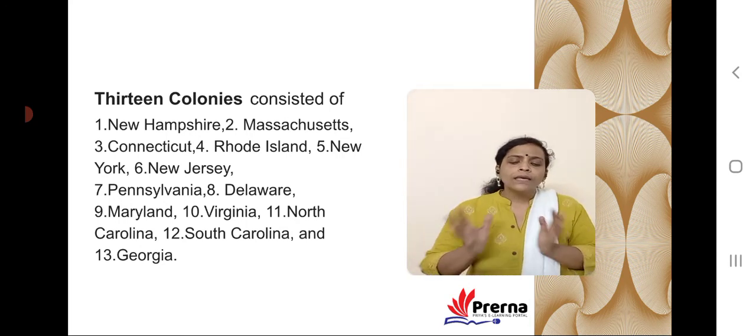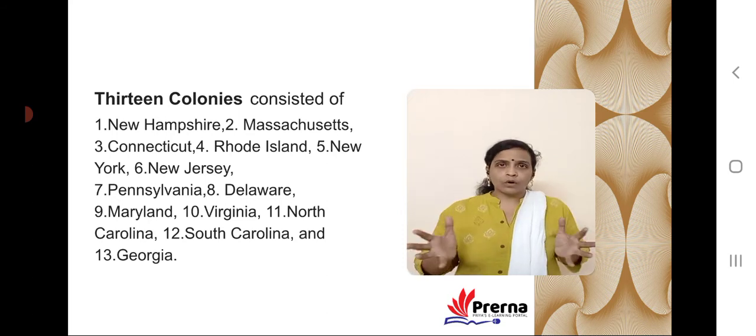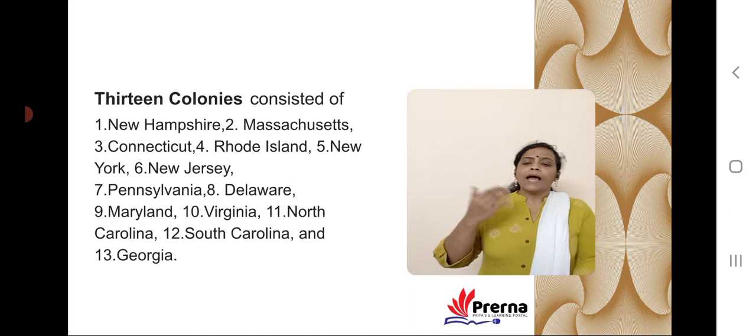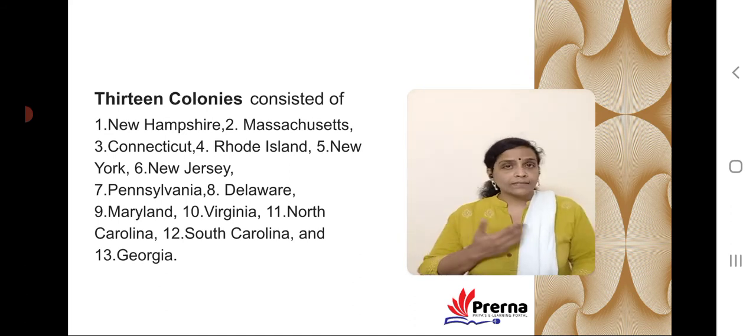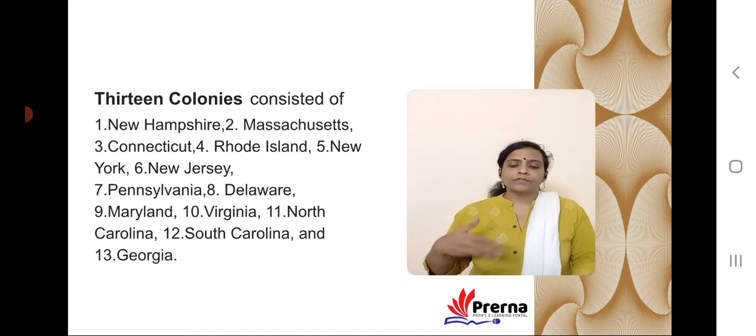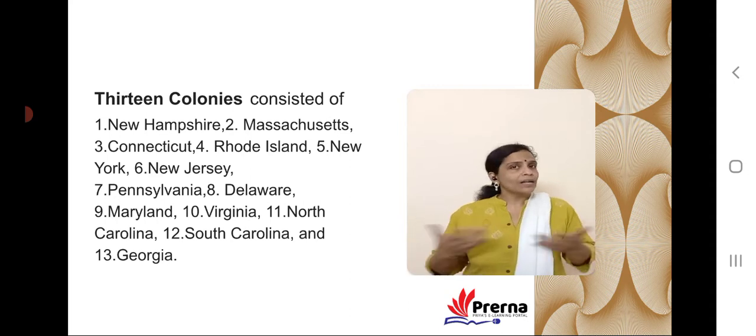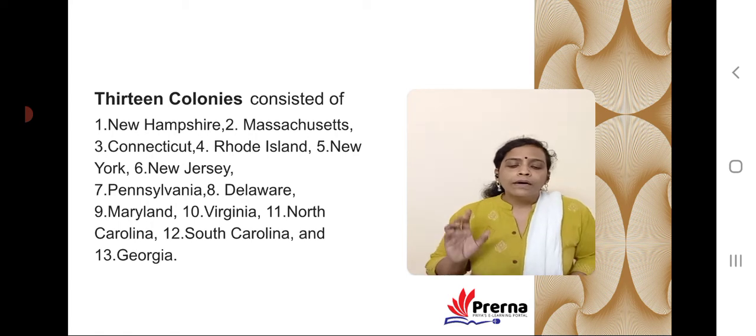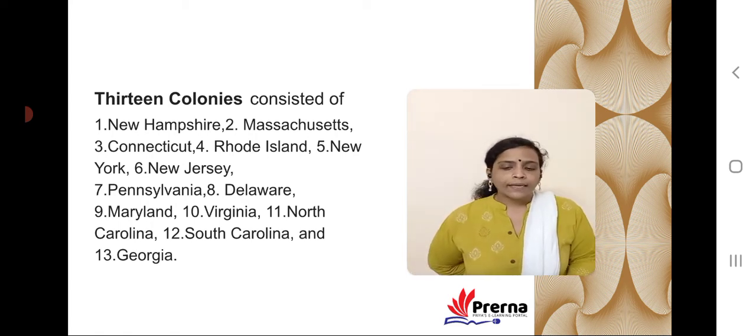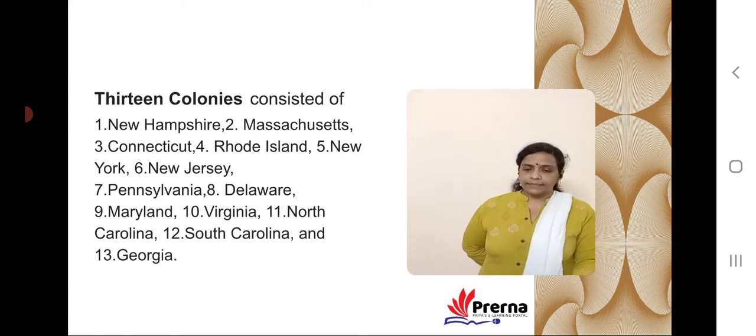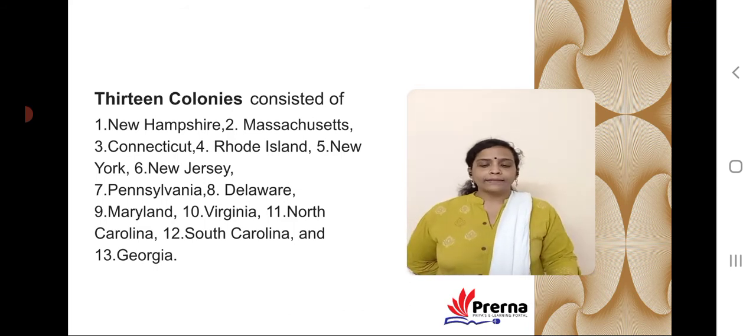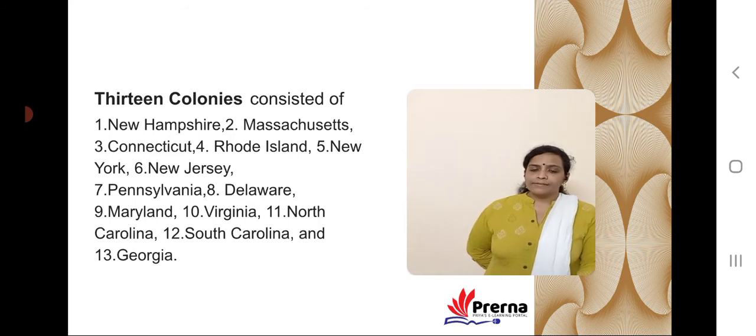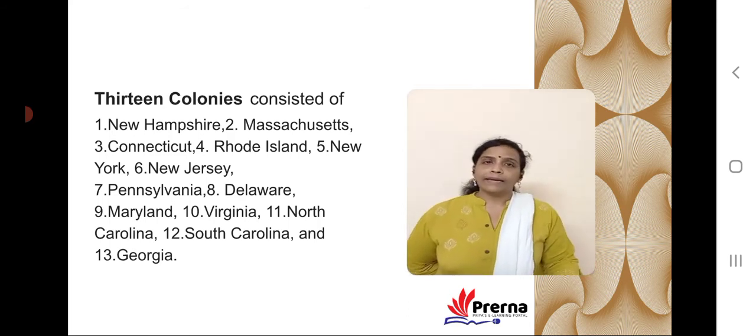Now you could see how Britain concentrated in a particular area. They established 13 American colonies, and these names you can later study. These are very important because it is good that you have them in your answers when you write. So the colonies were 13 in number. First one, New Hampshire. Second one, Massachusetts. Third, Connecticut. 4, Rhode Island. 5, New York. 6, New Jersey. 7, Pennsylvania. 8, Delaware. 9, Maryland.